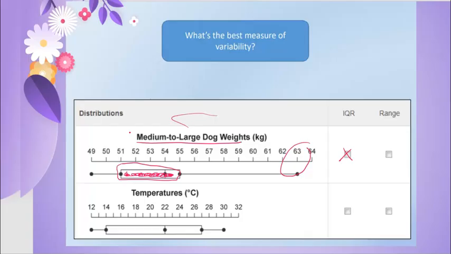For the second one, the temperatures, the best measure of variability could be either one, because there is no outlier here. You could either use the interquartile range, which is the data that's in here, or the range of the data, because most of the data is in, it's not spread out like it is up here in number 1.